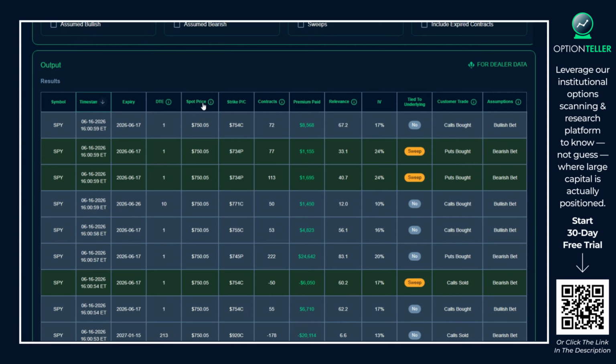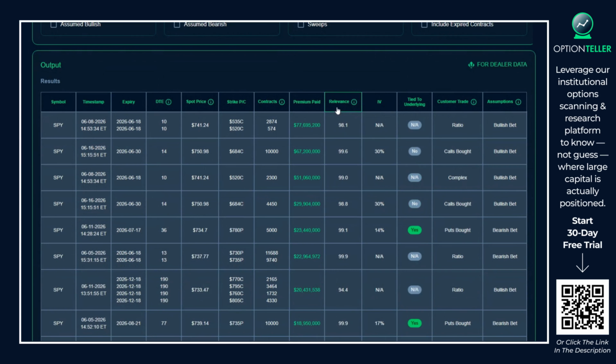The spot price was the price when this option was traded. The strike is the strike price of the option with the type right next to it. So a P is a put and a C is a call. Contracts are the number of contracts traded. The premium paid is how much money was paid for this transaction. If the options were sold, the premium paid will be negative.